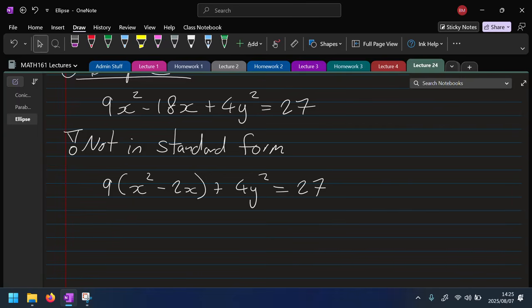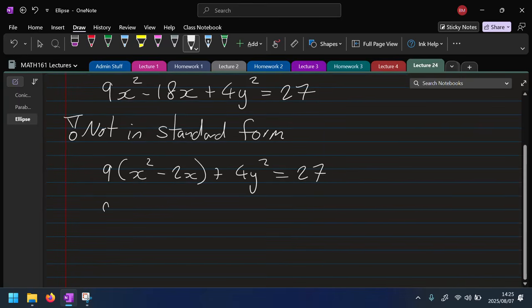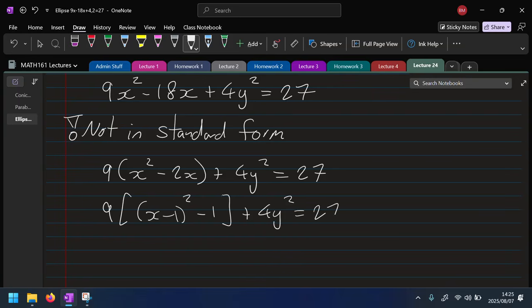What's the process called? Starts with the C. Completing the square, yeah. Okay, so we're going to have 9(x minus 1) squared minus 1. So we do the completing the square there, plus 4y squared is 27.